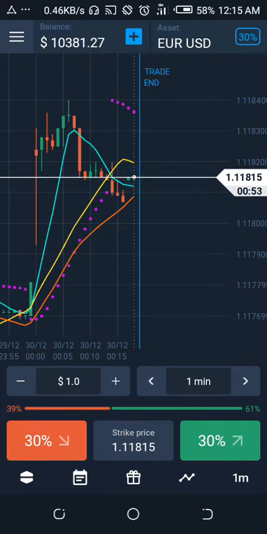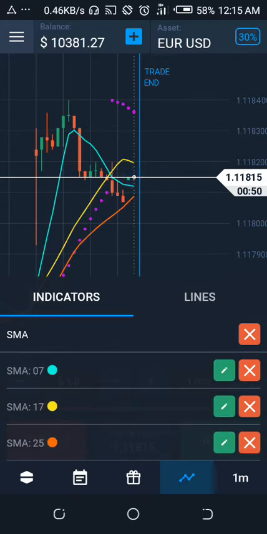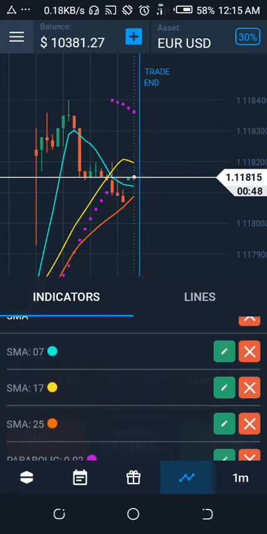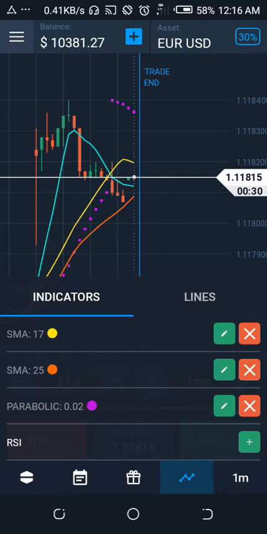But before you can start trading, you have to confirm whether it has been set to what you have applied. You know, I said our SMA 7 should be put to green. That's our first SMA. The following one, 17, to yellow, while the third one is 25 to red. Everything is correct. Now you can proceed to your trading.